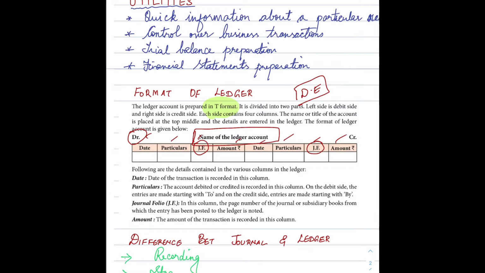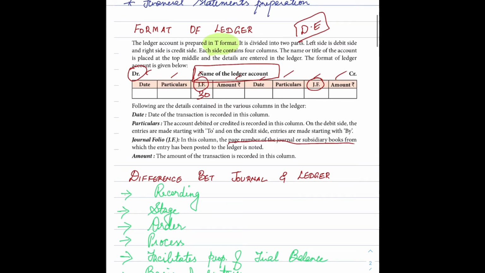So what about the date? As we see in the journal, the date is recorded. Particulars is the name of the particular account involved. JF will give you the details, that is, the page number of the journal or subsidiary books from which it is posted. For example, if the journal entries are on page number 30, and we are posting to maybe page number 80, then in this column you will mention 30. So this is how we treat it, able to follow, right?